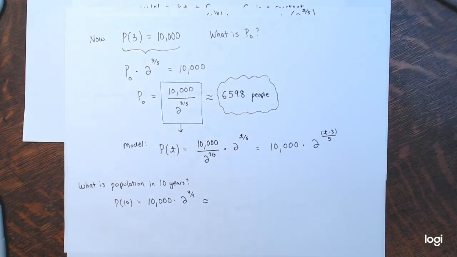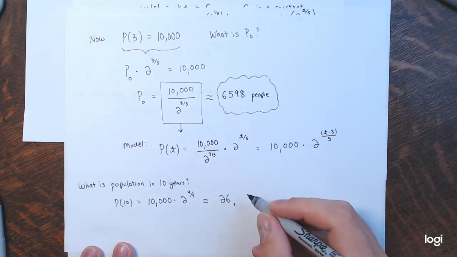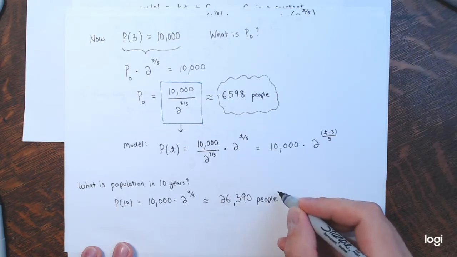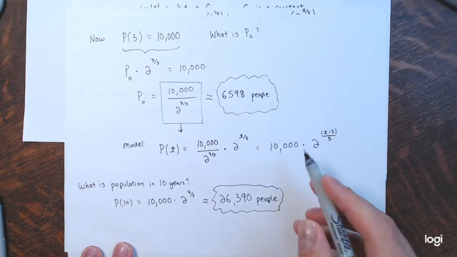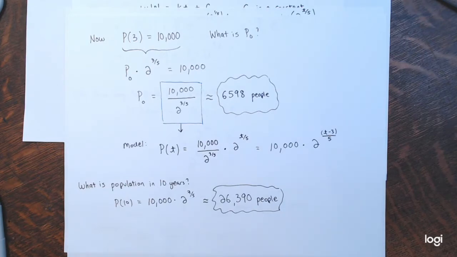Alright, so just punching this in my calculator, I'm doing it off to the side away from the paper, 10,000 times 2 raised to the 7/5 power. This is approximately, to the nearest person, 26,390 people live in the town after 10 years, if the initial population was this, and it grew according to the model from the first problem. All right.